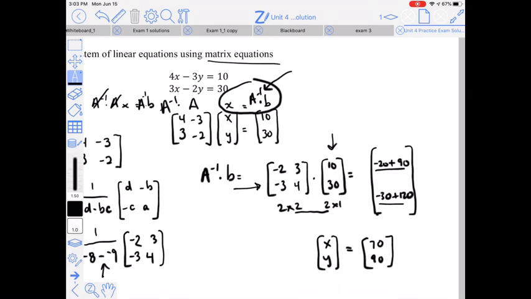x, y is equal to 70 for x and 90 for y, which means our solution is x equals 70 and y equals 90. And if we wanted to check that, which wouldn't be a bad idea, 4 times 70 up here in the original equation, 4 times 70 is 280, 3 times 90 is 270. If you subtract those, you get 10. And then 3 times 70 is 210, and then 2 times 90 is 180, and if you subtract 210 and 180, you get 30. So the solutions check out.